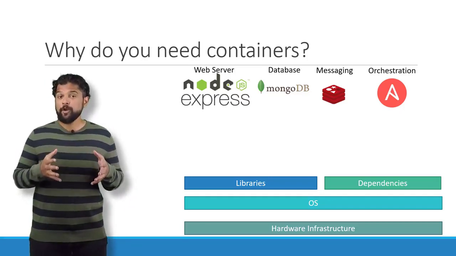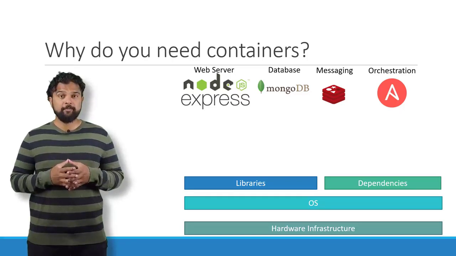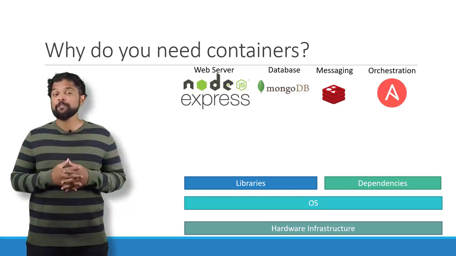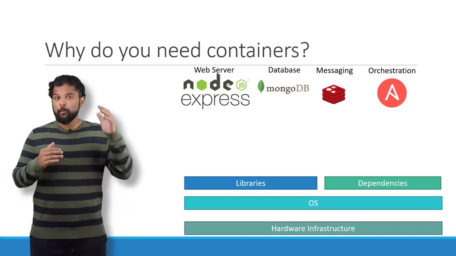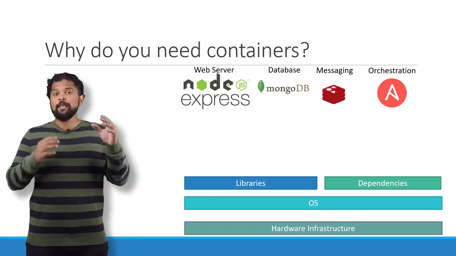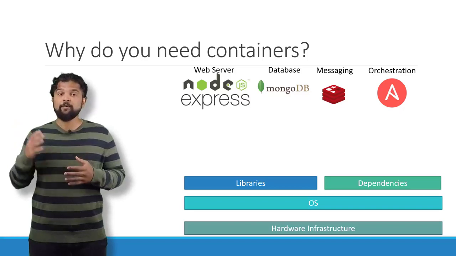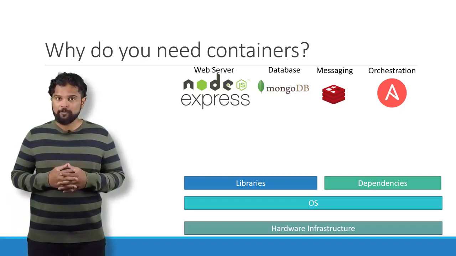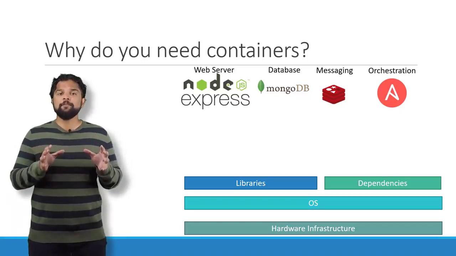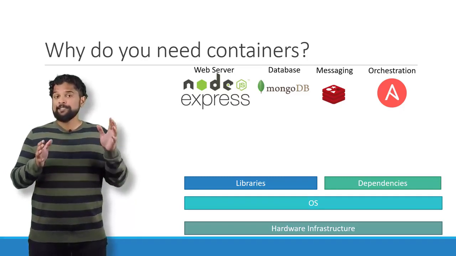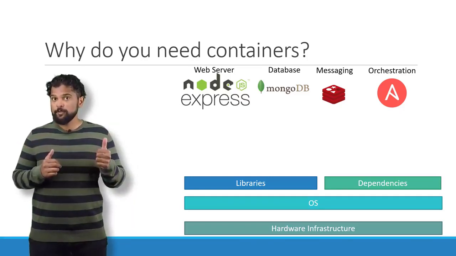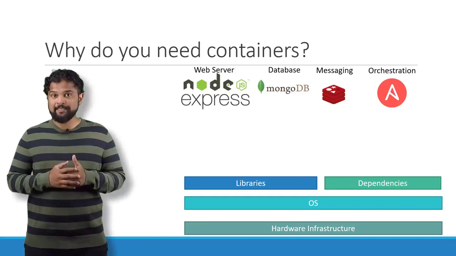In one of my previous projects, I had this requirement to set up an end-to-end stack, including various different technologies, like a web server using Node.js, a database such as MongoDB, a messaging system like Redis, and an orchestration tool like Ansible. We had a lot of issues developing this application with all these different components. First, their compatibility with the underlying operating system.